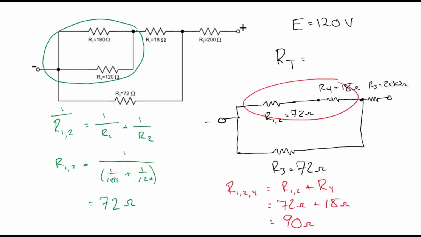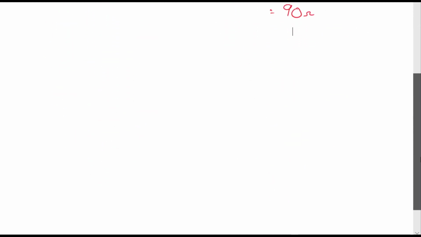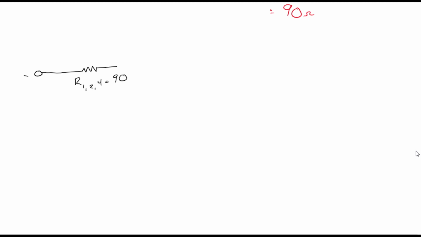So now I'm just going to scroll down, if it will let me. Here we go. And I have to come up with my equivalent circuit now. Just to make sure that I get this right, I'm going to scroll up and down just to check. So this should be my R1, 2, and 4 equivalent, which is 90 ohms.